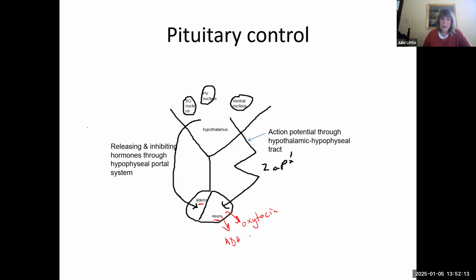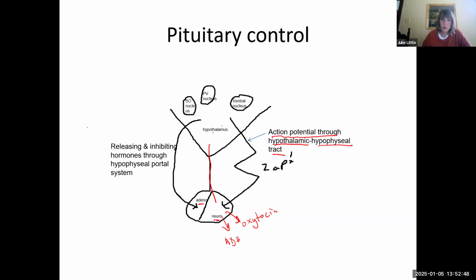If we want oxytocin and ADH to be released, we have to send an action potential through a tract. Remember that a tract is a nerve, but we call them nerves in the peripheral nervous system. We are in the central nervous system because this stalk right here, this hypothalamic-hypophyseal tract, is a nerve that's running through this infundibulum to zap these cells down here to cause the release of oxytocin. So the hypothalamus controls the release of the neurohypophysis through action potentials.